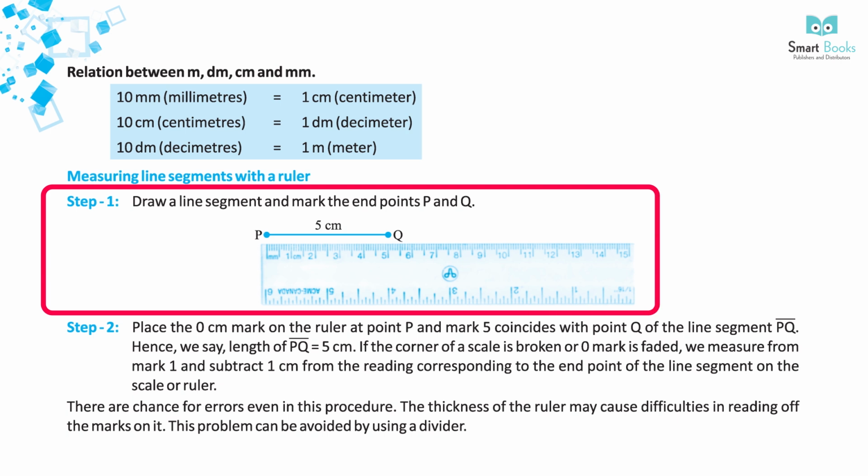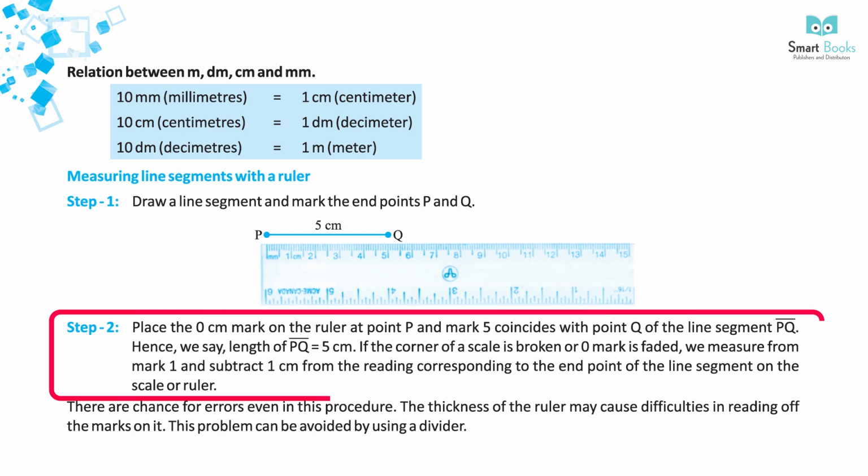Step 1. Draw a line segment and mark the endpoints P and Q. Step 2. Place the 0 centimeter mark on the ruler at point P and note that mark 5 coincides with point Q of the line segment PQ. Hence, we say the length of PQ is equal to 5 centimeters. If the corner of a scale is broken or the 0 mark is faded, we measure from mark 1 and subtract 1 centimeter from the reading corresponding to the endpoint of the line segment on the scale or ruler.